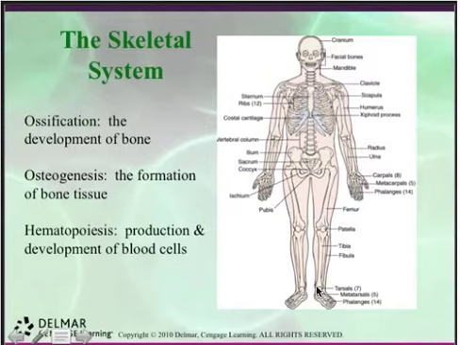Let's finish up the lower extremities. The tibia articulates distally with the talus, and the talus articulates with the calcaneus, your heel bone. The calcaneus and the talus articulate with the metatarsals, the bones of the sole of your foot, and these articulate with the phalanges and the toes. Okay, so that's the skeletal system in a nutshell.